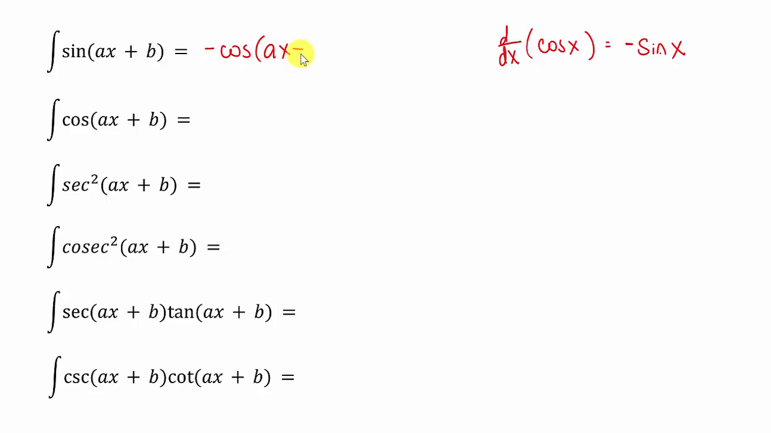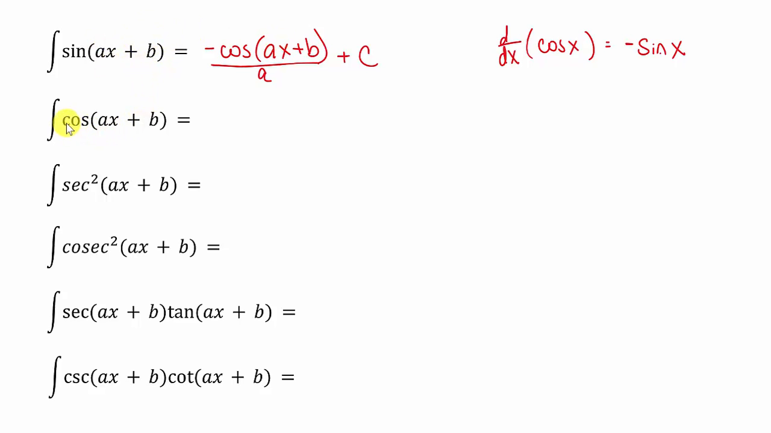Remember, everything inside our trig always stays the same. And then just like the other integration you've learned, I need to divide by that number in front of x. So I'm going to divide by a, and I'm going to put plus c. Okay, so that would be the integral of this. Of sine ax plus b, the integral would be negative cosine ax plus b over a. Notice what was inside my trig never changed.